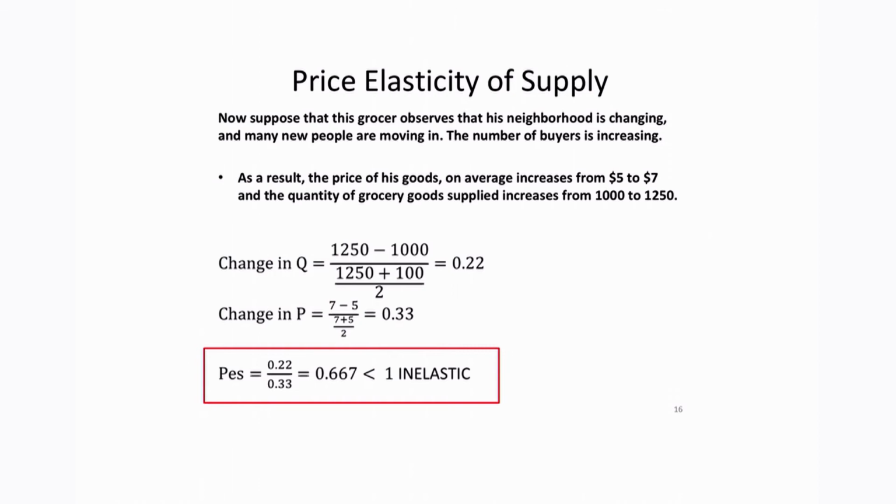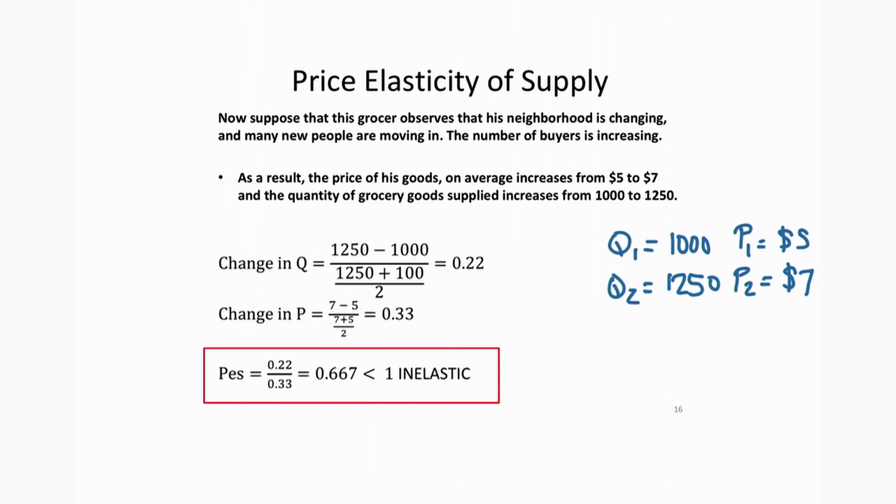So again, let's label our variables. Q1 is 1,000. Q2 is 1,250. P1 is $5. And P2 is $7. So now all we do is plug in our numbers into our formula. The change in quantity is going to be 1,250 minus 1,000 divided by 1,250 plus 1,000 divided by 2, which will be equal to 0.22.